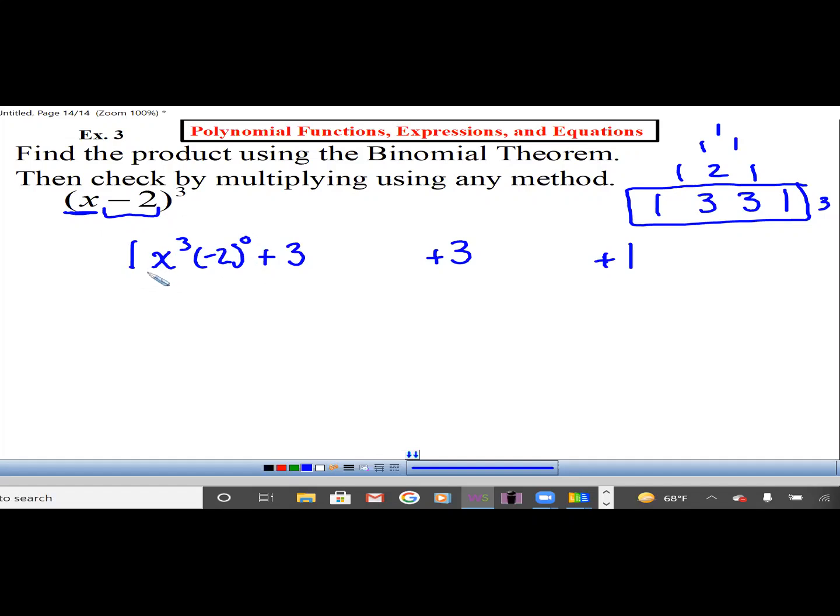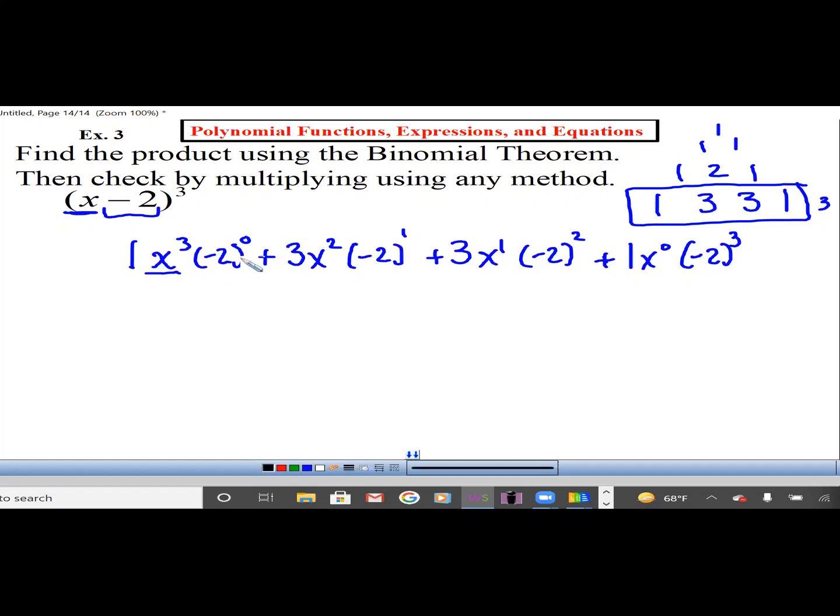So I'm going to take the first term, which is x to the third. I'm going to write x to the second, x to the first, x to the 0. Next, -2 to the 0 is -2 to the first. From there, -2 to the second, and -2 to the third. All right, let's simplify.